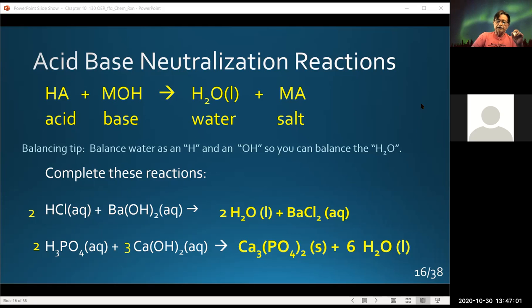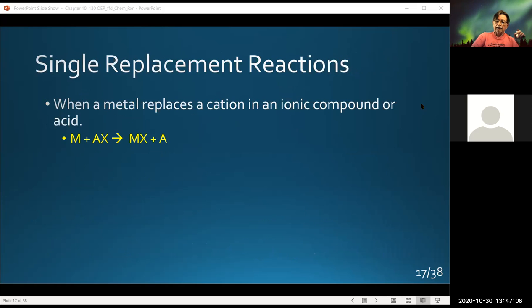Any questions about this acid-base reaction? Okay. All right, which brings us to the single replacement reaction.